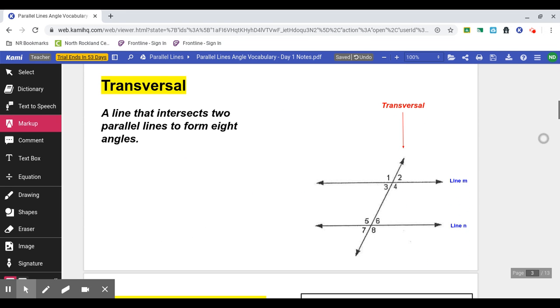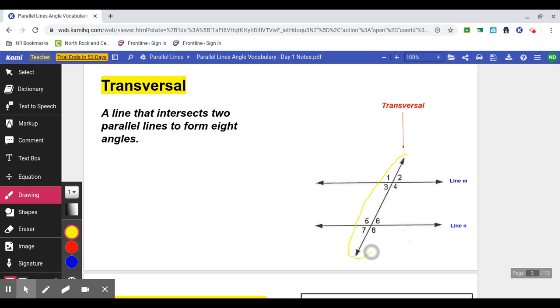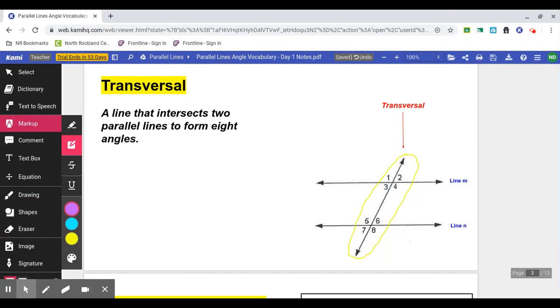Our next vocabulary word is a transversal. A transversal is a line that intersects two parallel lines to form 8 angles. So we have the same picture here, but this line that is intersecting those two parallel lines is the transversal. We often say that parallel lines are cut by a transversal. Again, an important fact about a transversal is that after it crosses through those two parallel lines, it then forms 8 angles. I have those 8 angles labeled for you with numbers.